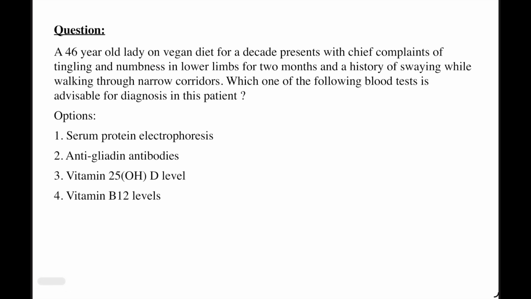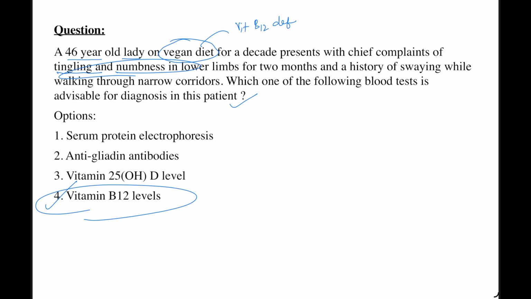Now, a 46-year-old lady on a vegan diet. Strict vegans, vitamin B12 deficiency. I don't want to read extra, but again, vitamin B12 deficiency has tingling and numbness in lower limbs. Which one of the blood tests is advised? Vitamin B12 deficiency can present with spinal or neurological problems.